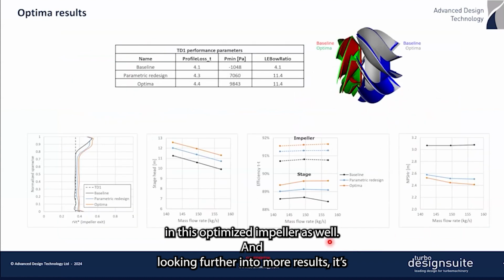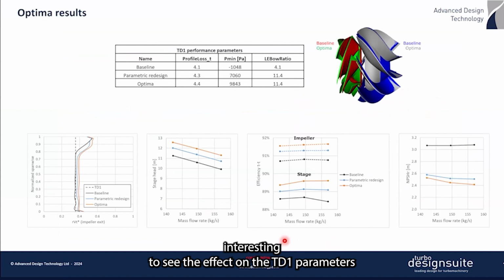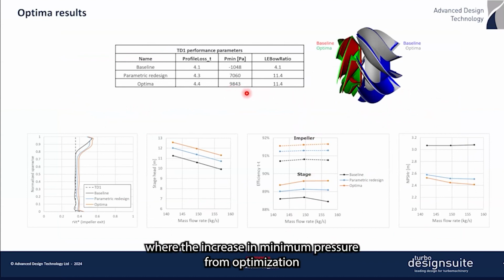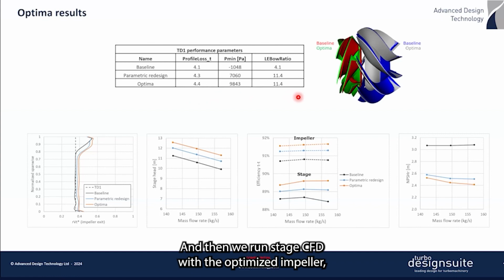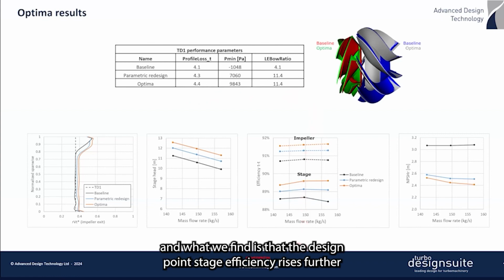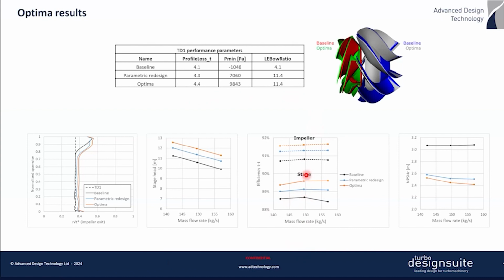And looking further into more results, it's interesting to see the effect on the TD1 parameters, where the increase in minimum pressure from optimization does not adversely impact the profile loss or the bow ratio. And then we run stage CFD with the optimized impeller, and what we find is that the design point stage efficiency rises further and is now almost 1 percentage point above the baseline pump. And the pump head has also advanced further and is now 15% higher than the baseline pump.